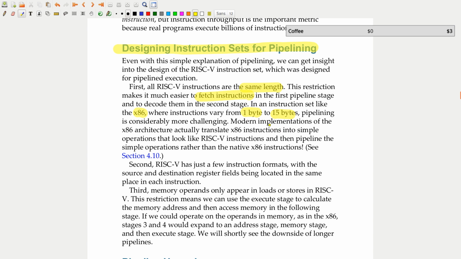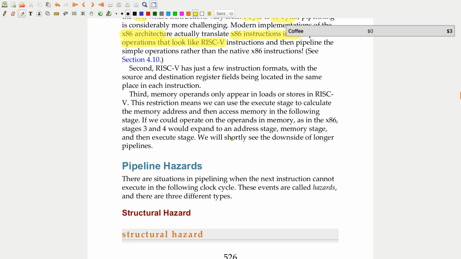We were kind of talking about this earlier. We can see that our regular and simple pipeline breaks down immediately if we have to account for 1 byte to 15 bytes. But as we talked about earlier, modern implementations of x86 translate x86 into simple operations that look like RISC-V instructions. Okay, so let's continue on.